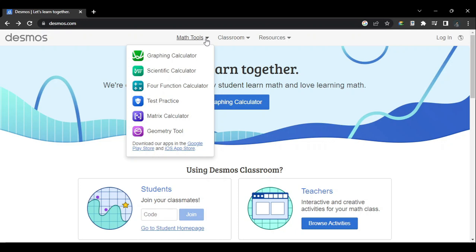In Desmos there are a few calculators such as the graphing calculator, scientific calculator, four function calculator, test practice, matrix calculator and geometry tool. But today I want to tell you about the graphing calculator that has been provided in Desmos. So just pick the math tool and pick the graphing calculator option.